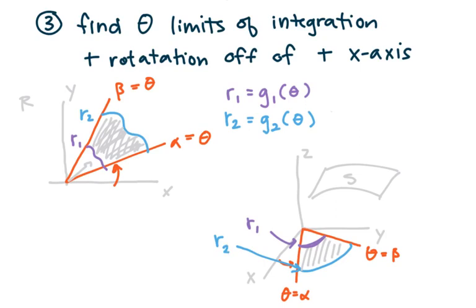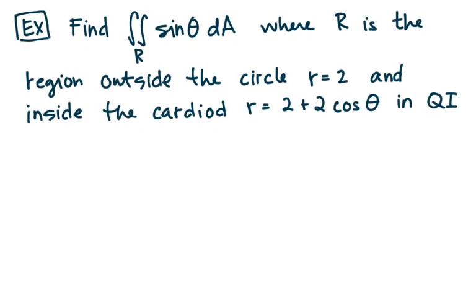So let's look at an example. For this example, we want to find the volume or integrate twice sine theta across some area region. So R is the region outside the circle, r equals 2, and inside the cardioid, r equals 2 plus 2 cosine theta. And we're defining this only in quadrant 1. So what we need to do first is to find our region, our limits of integration, which we'll draw a picture, and then we'll evaluate it.